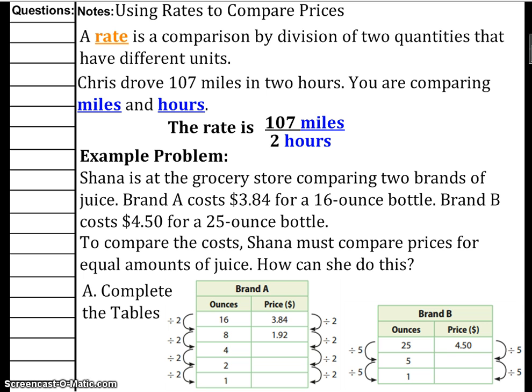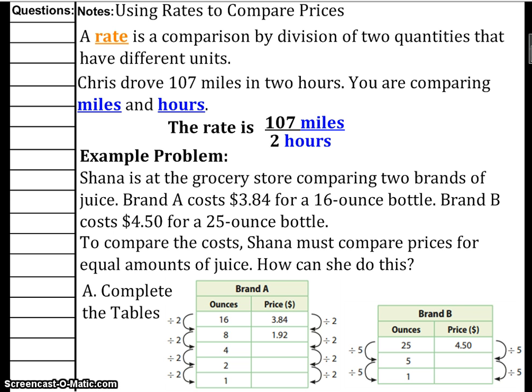A rate is a comparison by division of two quantities that have different units. So here, Chris drove 107 miles in 2 hours. You're comparing miles and hours, two different units. So your rate is 107 miles to 2 hours.